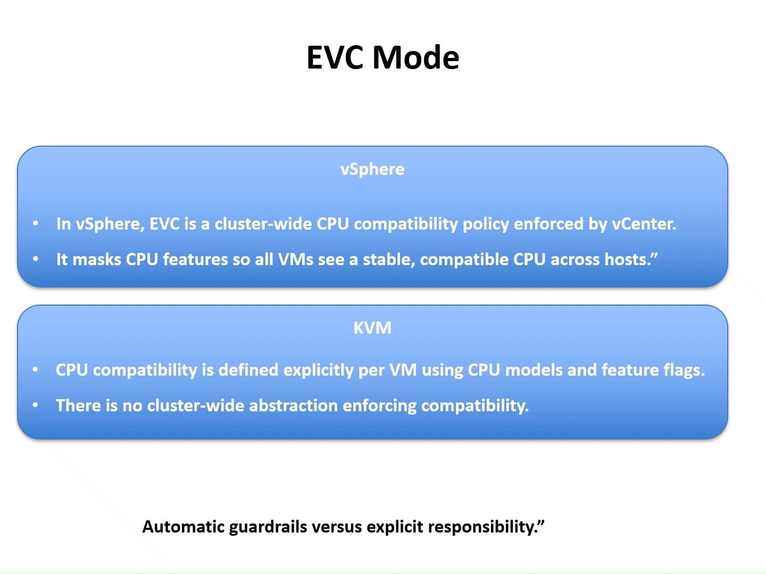In the KVM world, there is no equivalent cluster-wide mechanism. CPU compatibility is defined explicitly per VM using CPU models and feature flags, or not defined at all. If you choose host pass-through, you get maximum performance, but you're also accepting that live migration will only work to compatible CPUs. So, EVC isn't about migration itself. It's about defining a stable CPU contract. VMware enforces that contract at the platform level. In KVM, defining that contract is your responsibility.